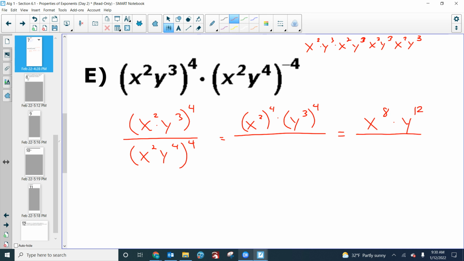We just did the numerator. Now let's do the denominator. How can I write x squared y to the 4th all raised to the 4th power, Braden? X squared to the 4th times y to the 4th to the 4th. Good. Power to a power, you multiply the exponents. I get x to the 8th and y to the 16th.